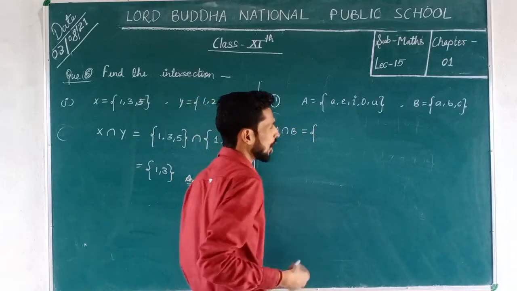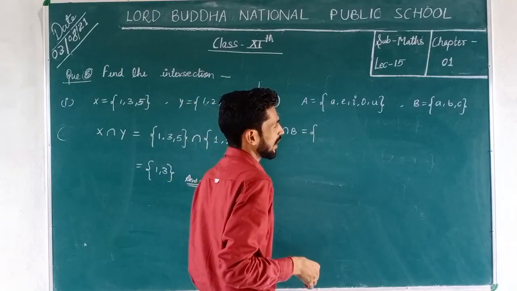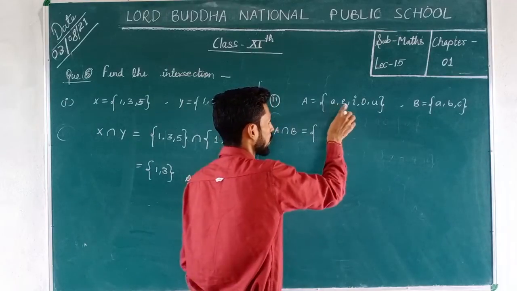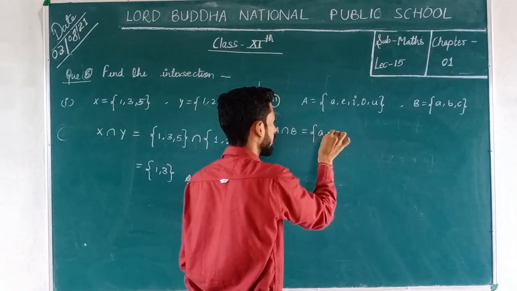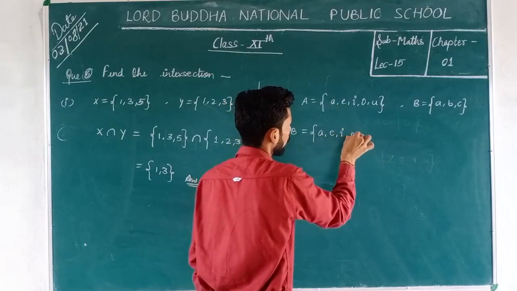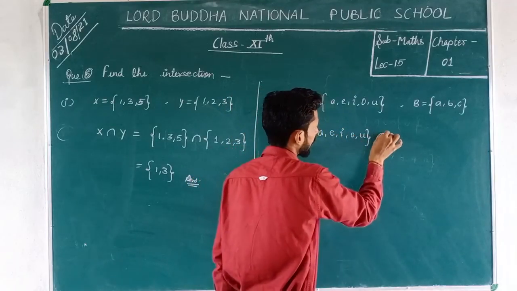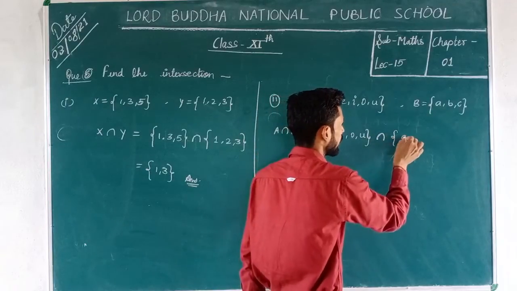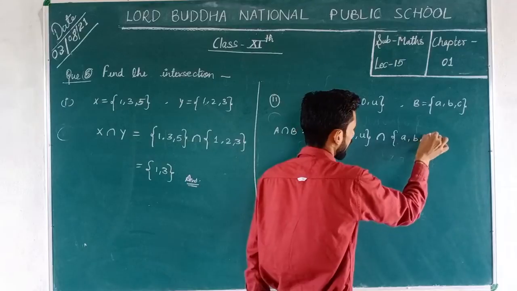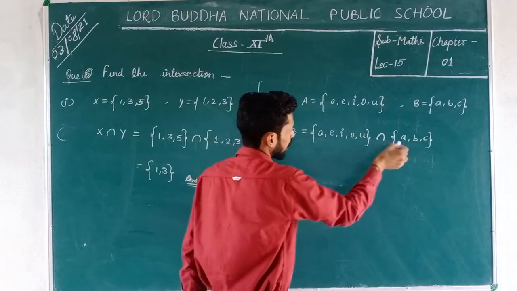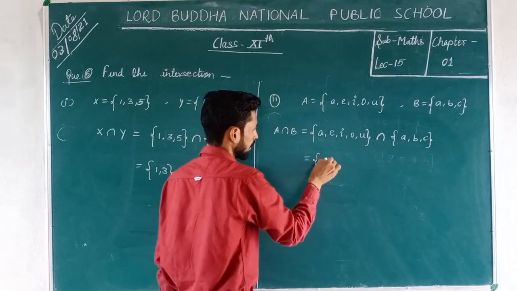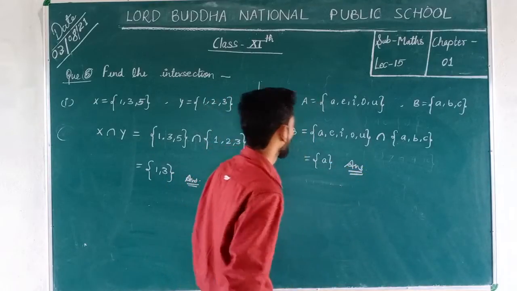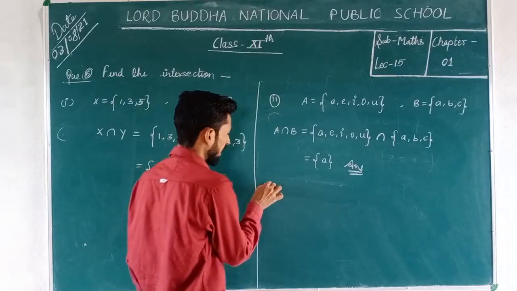That means write all the common elements which are matching in both sets A and B. So in first set A, it is given A, E, I, O, U, and take the sign of intersection. Now write the elements of set B that are A, B and C. Now A is common, so the answer is A. This is the answer of part number 2. Now the part number 3.